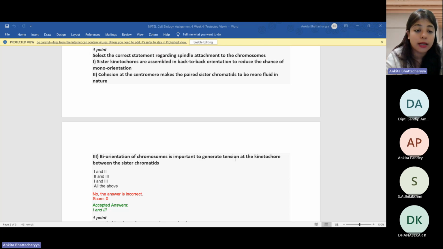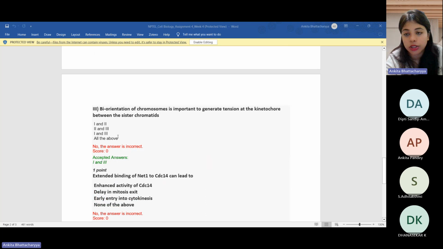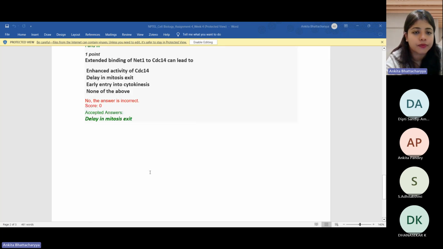And the third option is that bi-orientation of chromosomes is important to generate tension at the kinetochore between the sister chromatids. That is, of course, true. Therefore, option 1 and option 3 are correct, or statement 1 and statement 3 are correct, which makes the third option correct in this regard.